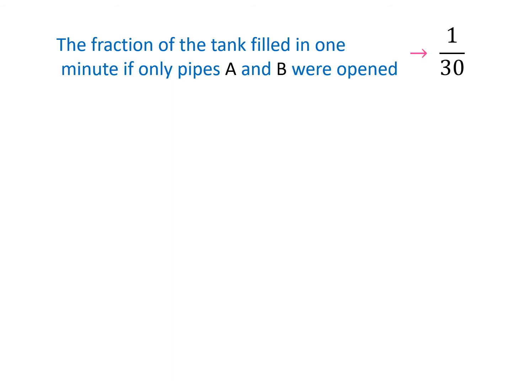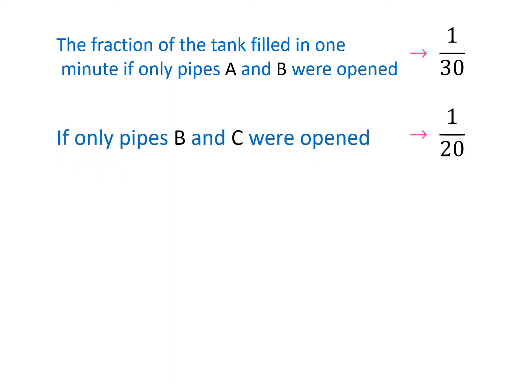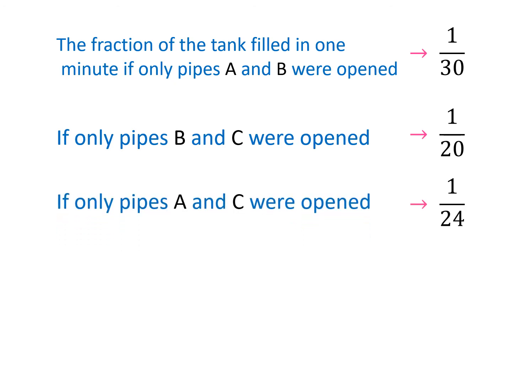In the same way, if pipes B and C are opened, within 1 minute 1/20th of the tank will be filled. And if pipes A and C are opened, 1/24th of the tank will be filled within 1 minute. So in this 1/30th, A and B were there. In this 1/20th, B and C were there. And in this 1/24th, A and C were there.